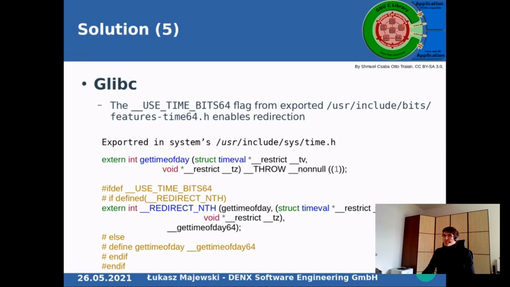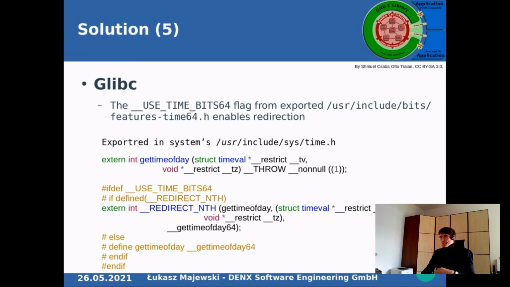-D_TIME_BITS=64. So what will happen then? Let's consider the system exported time.h header. So we, for example, have the gettimeofday syscall. And as we can see, when the use time bits 64 flag is defined, we have redirection. So the call to gettimeofday is redirected to __gettimeofday64.